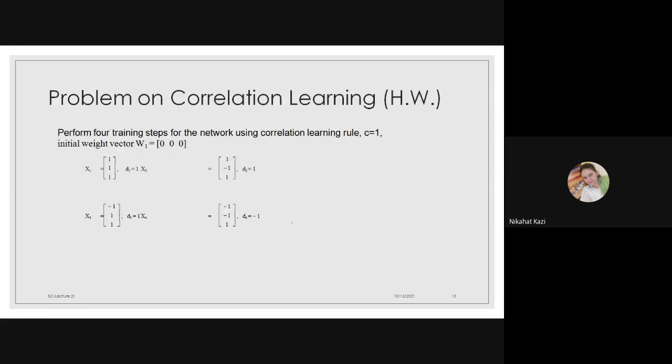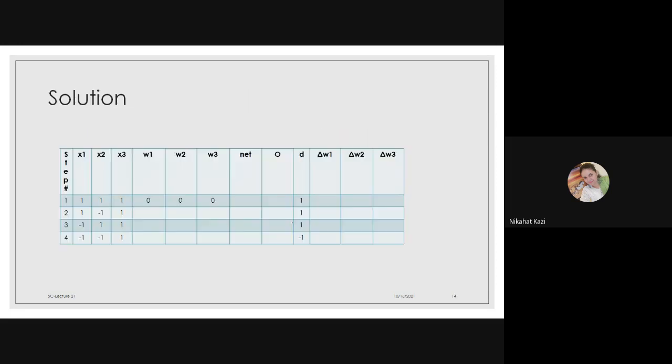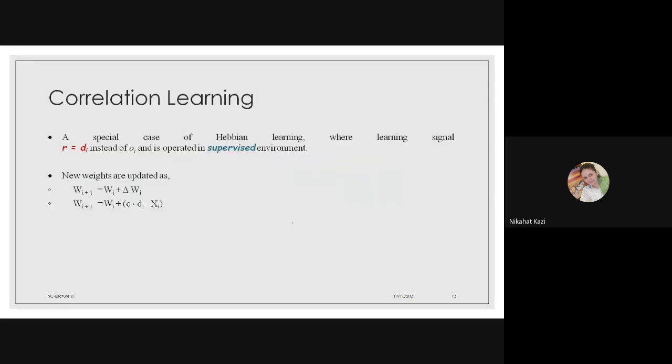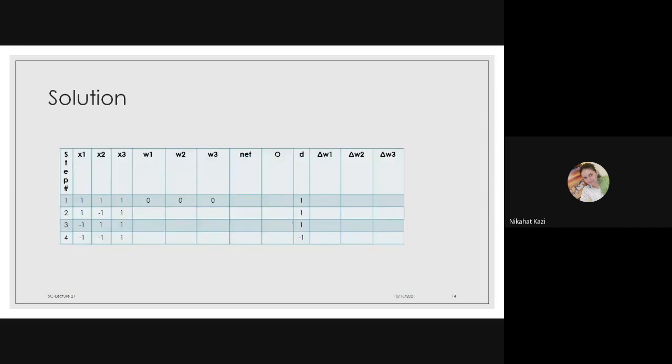So this is one problem on correlation learning which you can solve as homework. In fact, this particular problem has to be uploaded by all those who are absent. The table is there for you. I will upload these slides, but you have to complete this table and submit it on Moodle. This is the problem which they have to do. Sagar, you can tell them.